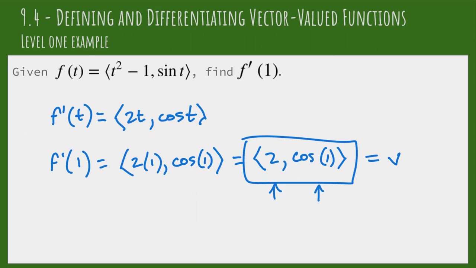And I don't know what cosine of 1 is, but I do know 1 is less than pi over 2, which means that cosine of 1 is going to be positive. And so we get a positive y component, which means that the object is moving vertically. So the positive 2 tells us the object's moving to the right. The positive cosine of 1 tells us the object is moving up. So this derivative vector is going to give us the velocity when we're talking about motion problems.